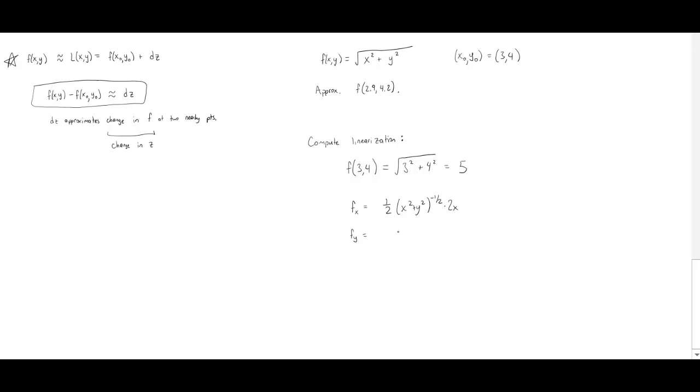So let's go ahead and cancel the half and the 2. And I'll just write it as x times that, okay? And then fy is just y times the same thing. And I guess I'll write it as over the square root of x squared plus y squared.